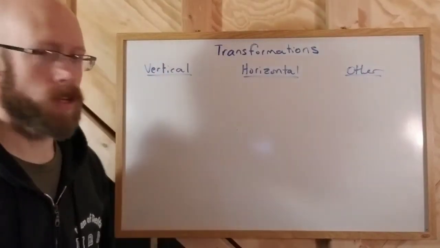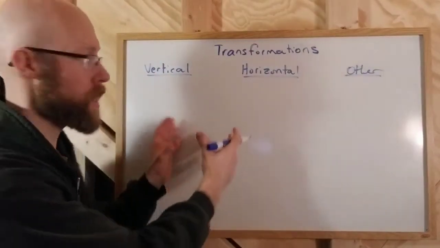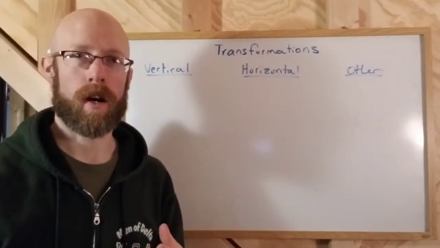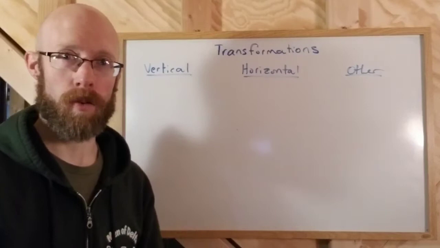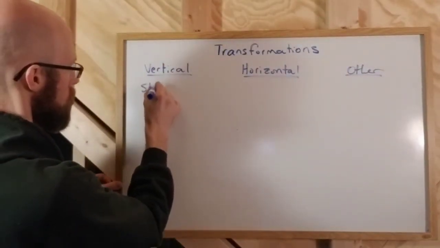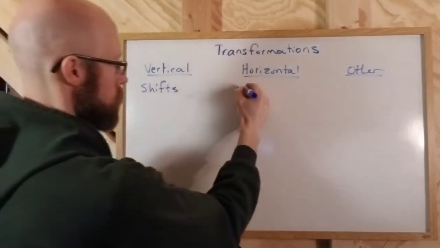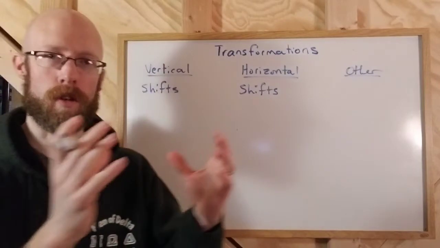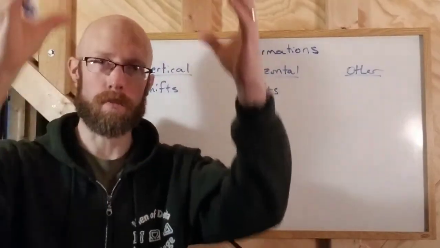Vertical transformations, and really within each of these categories of vertical and horizontal, there are a couple main subcategories we'll talk about. There are things called vertical shifts and horizontal shifts. Okay, so if you take a graph, you can move it around horizontally, you can move it around vertically.